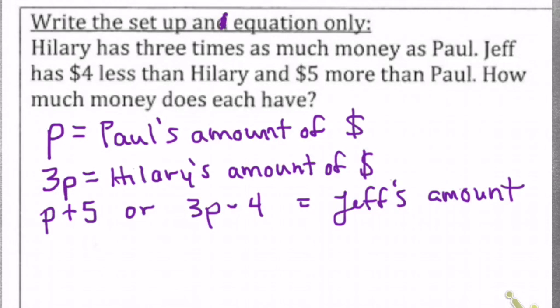And the idea is that Jeff's amount of money doesn't change in this situation, so those things have to be the same. So that gives you the equation that 3x minus 4 has to be the same as, which is equal to, I guess I should make that P. There we go. 3P minus 4 is the same as P plus 5.